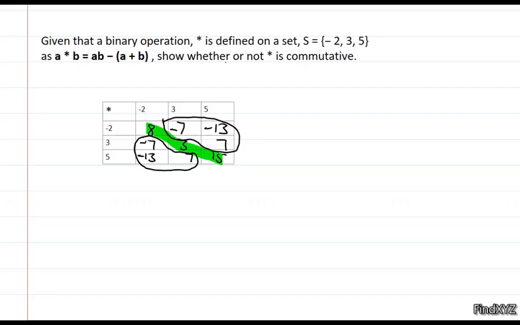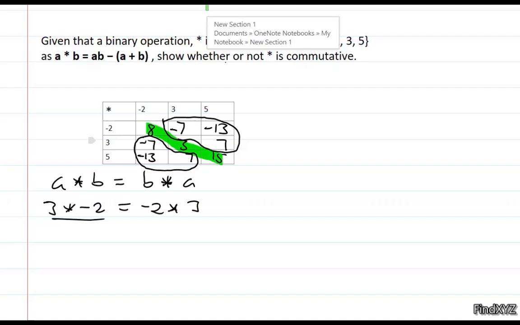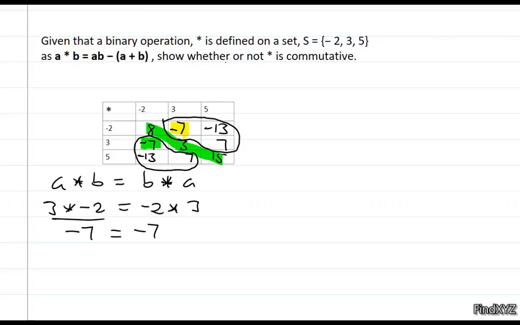We can also use the definition where we know that A operation B must be equal to B operation A. So let's pick any two pairs. We can do 3 operation negative 2. What are we going to get? It must be equal to negative 2 operation 3. So what is 3 operation negative 2? 3 operation negative 2 gives us negative 7. Then let's look at negative 2 operation 3. That is also giving us negative 7. So we can clearly see that the operation is commutative.